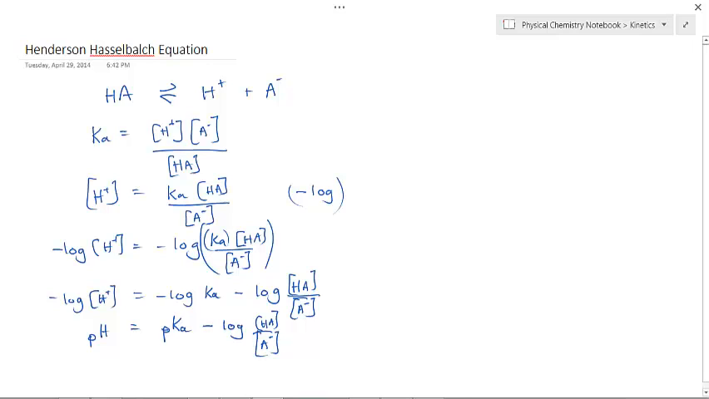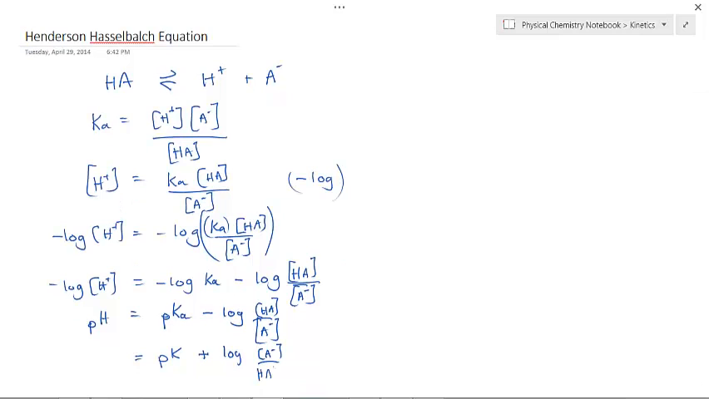And if I want to be a little bit neater, or I don't like using minuses, I can also rearrange this in terms of pKa plus log, and when I turn that into a plus, I have to invert that. So it's going to be A minus all over HA. So this expression here is just talking about the conjugate base over the acid. Concentration of the conjugate base over the acid. So that's the ratio.